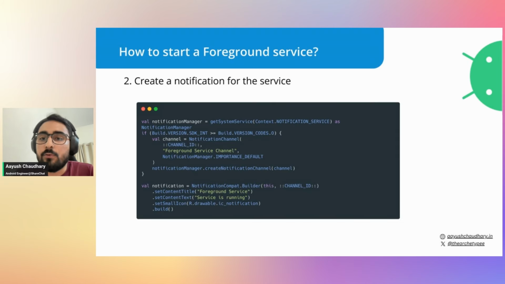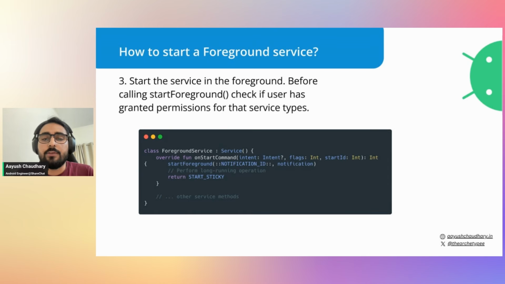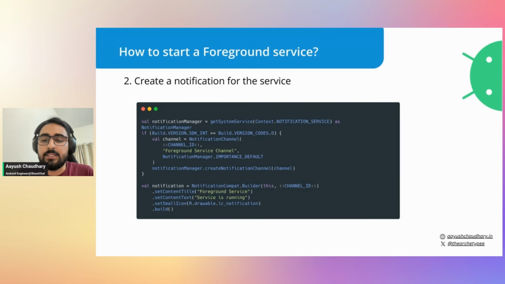Whenever you are creating a foreground service, you have to create a notification for that service to inform the user that some task is running in the background. You can create a notification using NotificationManager. Now, to create a foreground service, you extend your class with Service and then implement onStartCommand. The only difference here is you call the startForeground method with a notification to promote the service to a foreground service.